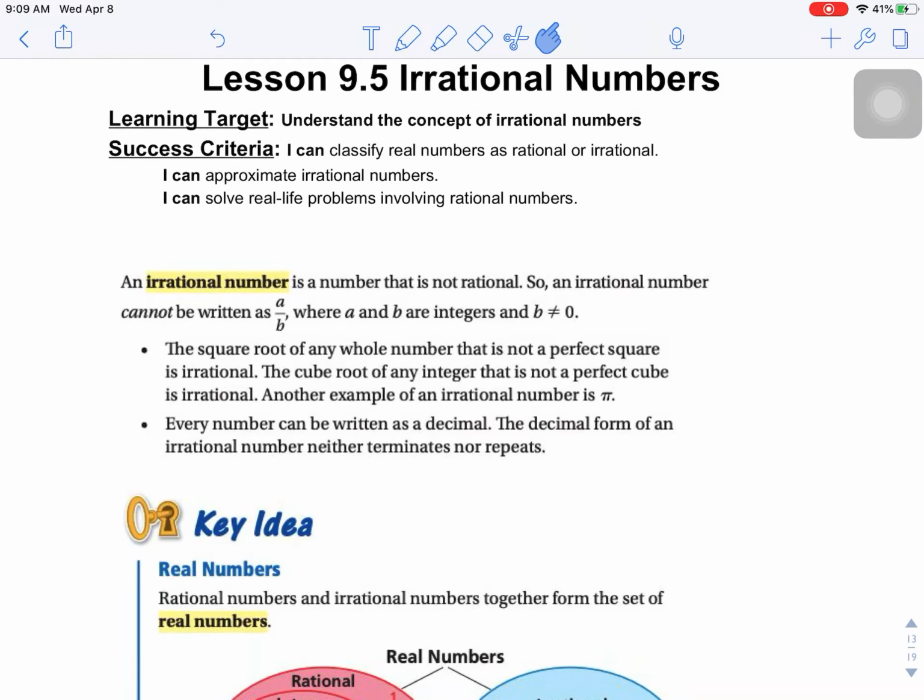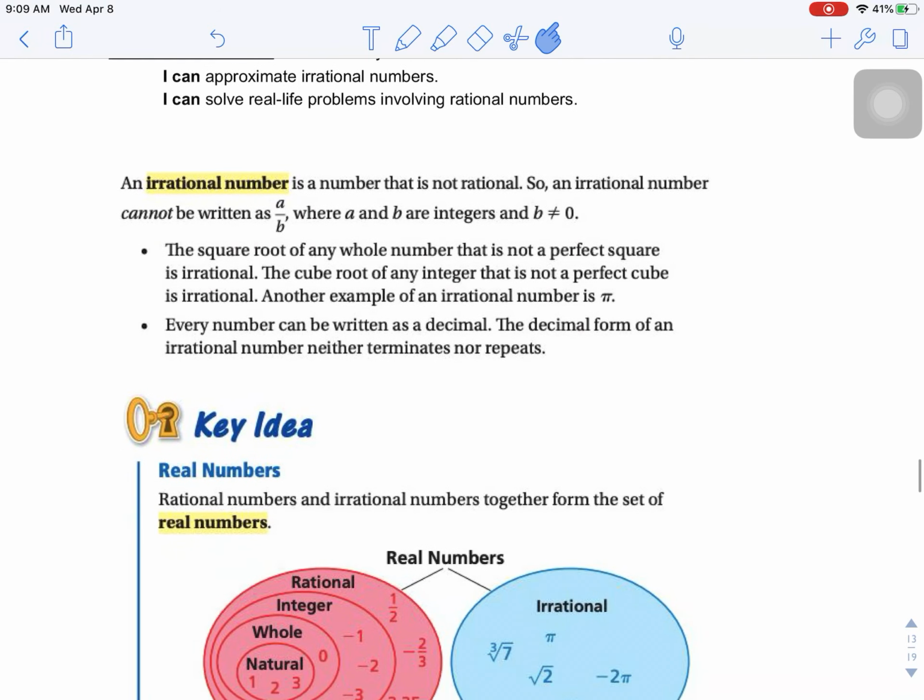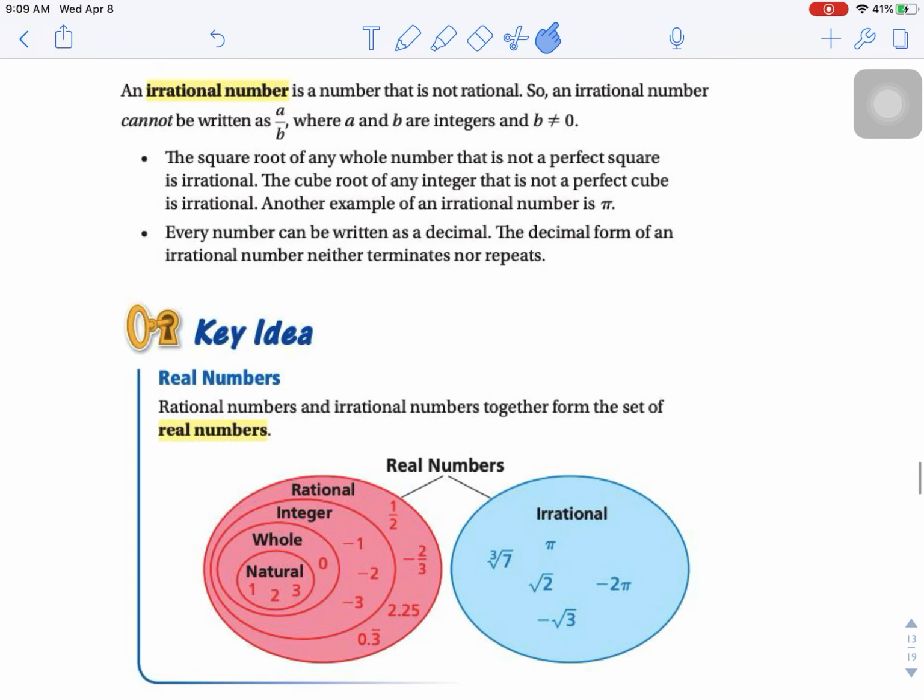Alright guys, today we are looking at lesson 9.5, irrational numbers. Our learning target today is to understand the concept of irrational numbers. We should be able to classify real numbers as rational or irrational. We should be able to approximate irrational numbers, and we should be able to solve real life problems involving rational numbers.